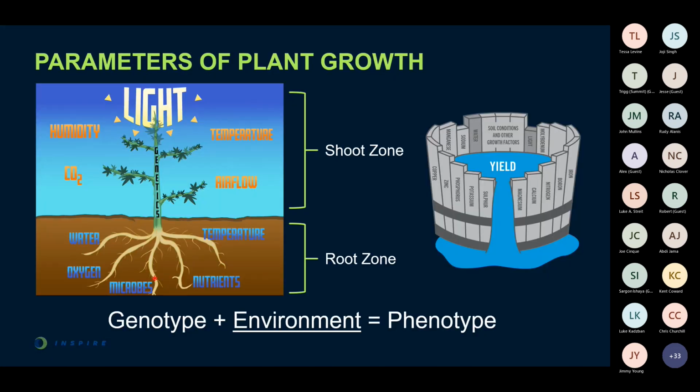So let's quickly review the main parameters of plant growth that we are trying to control in these facilities. In one way or another, your HVAC system impacts everything you see here. In the shoot zone, we have light, temperature, humidity, CO2, and airflow. And in the root zone, water, oxygen, root zone temperature, and nutrients. Microbes as well, while not essential for plant growth, they should be considered with their ubiquity in our environment. And last but not least, running down the center of that plant is genetics, the foundation of everything.